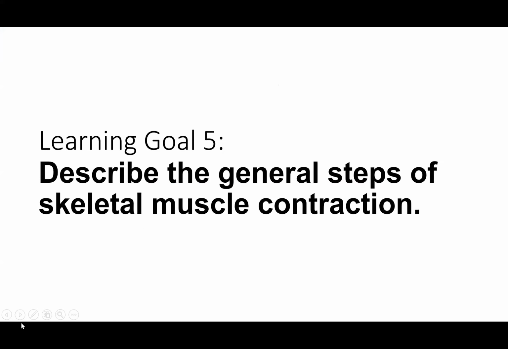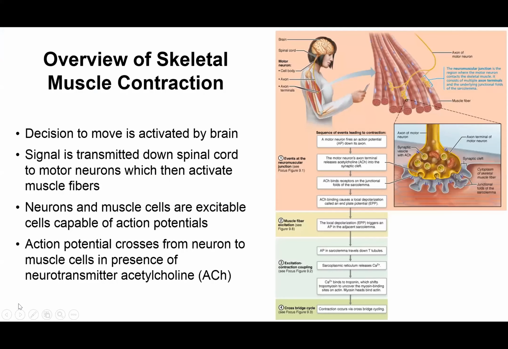Okay, so in this next part, I'm going to just start briefly describing some general steps that are taken to skeletal muscle contraction, and then we'll go into the more specifics. So the decision to move is activated by our brains, and the signal that our brains send is transmitted down our spinal cord to activate motor neurons, which then go on to activate muscle fibers.